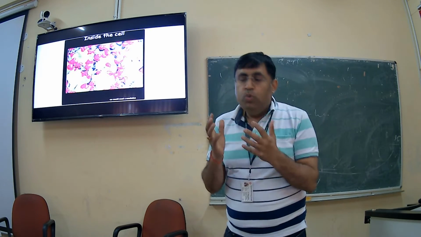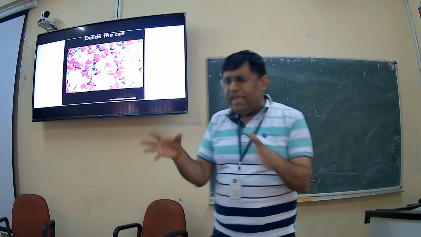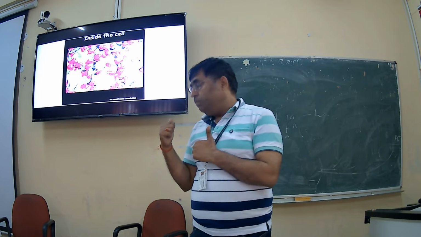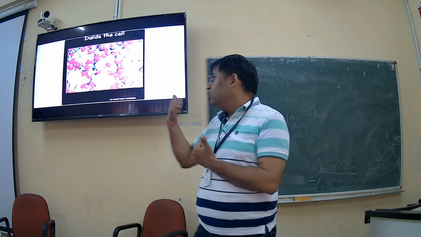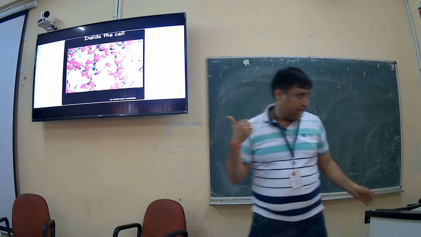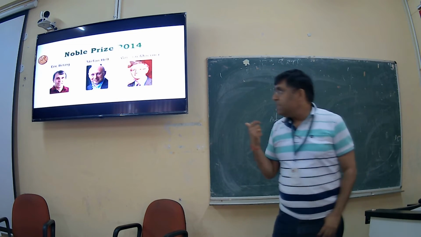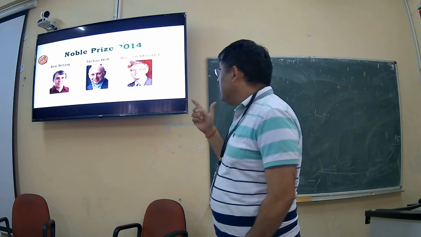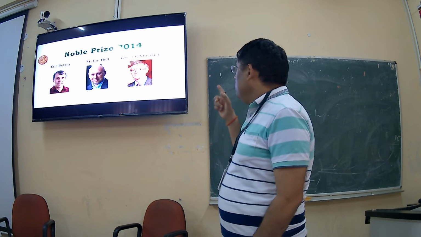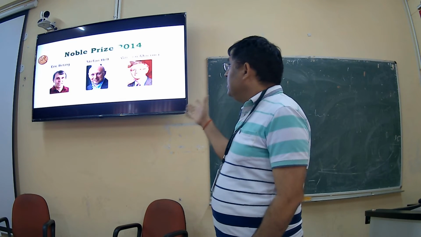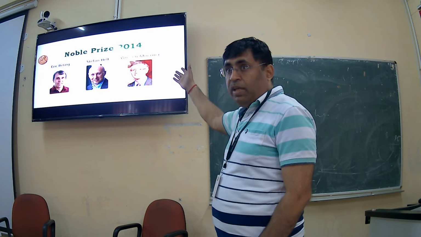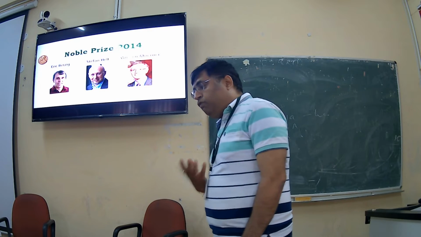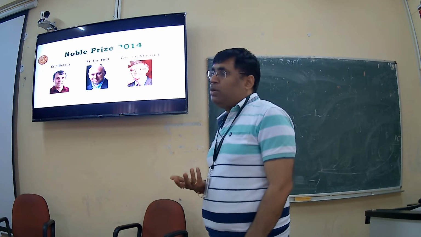This is the uniqueness of the super resolution. We can visualize everything inside the cell very clearly. That is what we can do using the super resolution microscope. And this was discovered by Eric Betzig, Stefan Hell, and William Moerner. They discovered the super resolution very early, in 2014. So they got the Nobel Prize for discovering this super resolution microscope.